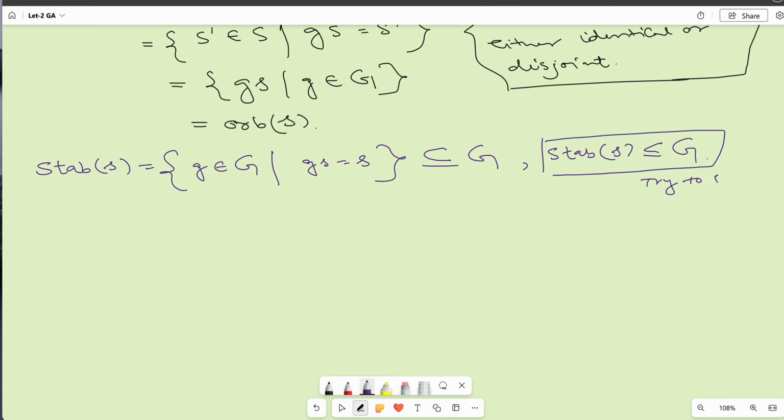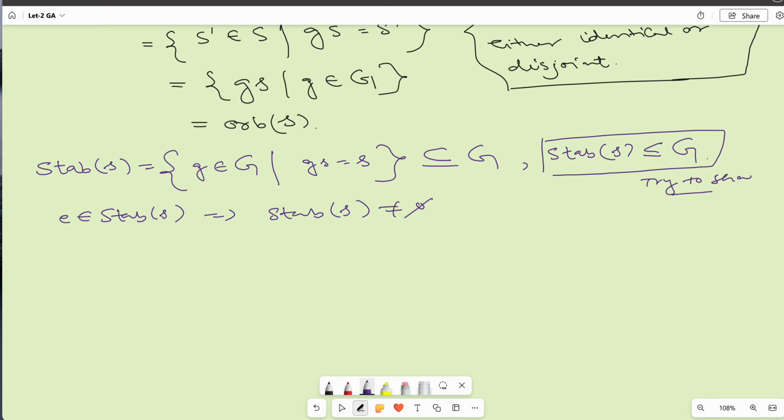Try to show it. This is very easy. You just take two elements from Stab of S and use the two-step subgroup test. Clearly Stab of S is non-empty, because the identity always belongs here, since the identity fixes every S. So E will fix every S, so the identity always belongs to Stab of S. This implies that Stab of S is not empty, right? So you just have to take two elements G1, G2 inside Stab of S and show that G1 G2 inverse is inside Stab of S. That's it. It will prove that Stab of S is a subgroup of G. This is a very easy example, so I'm not going to do this.